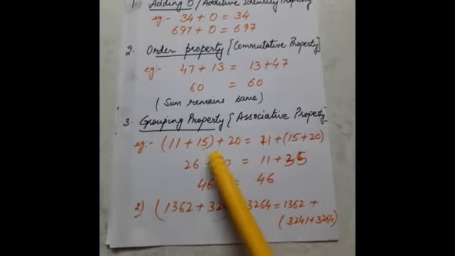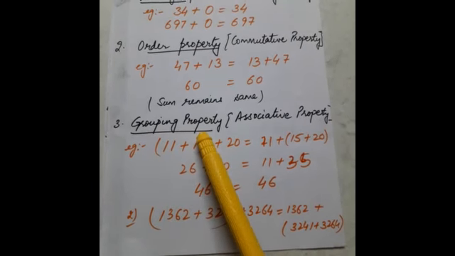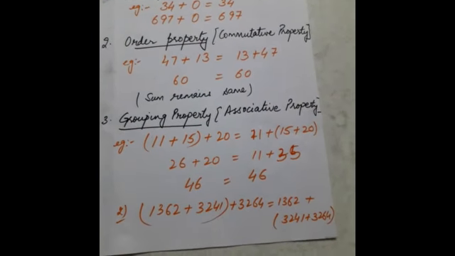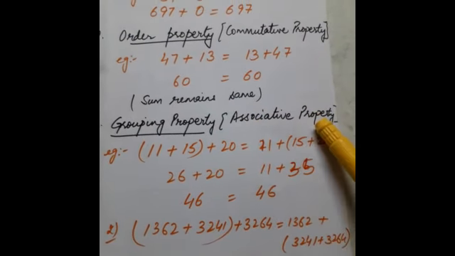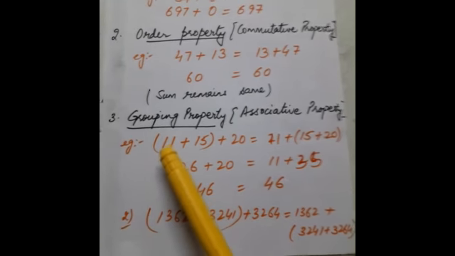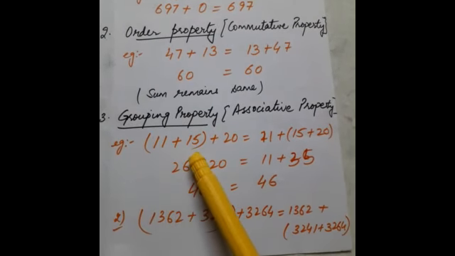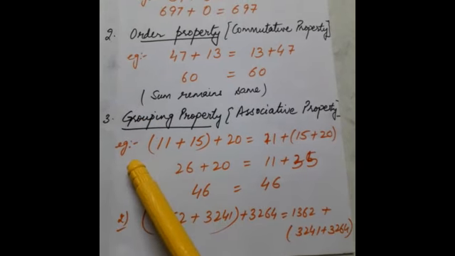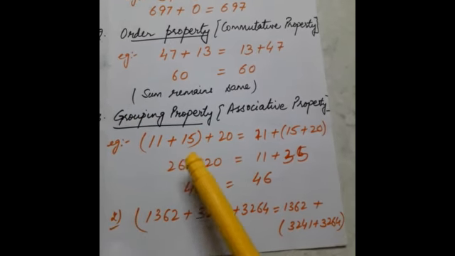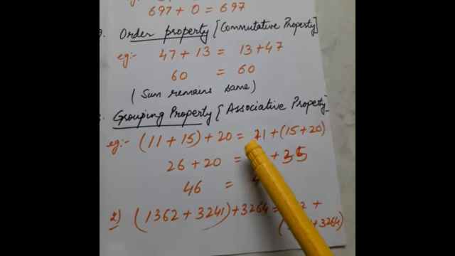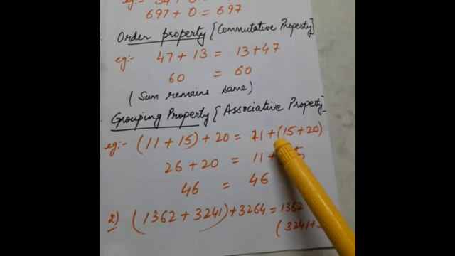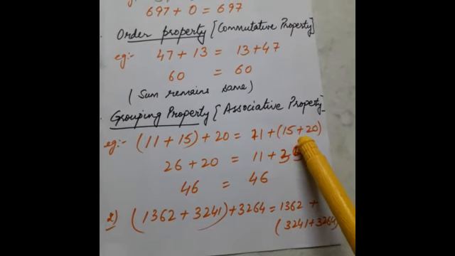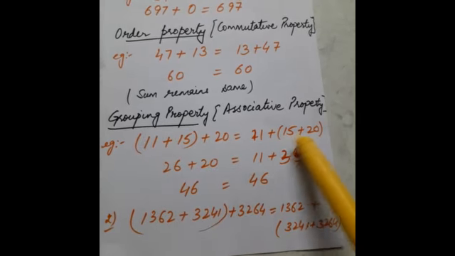Moving to the next property, that is called grouping property, or its other name, associative property. Now, what does this mean? 11 plus 15, put it in a bracket. We have made a group of these two numbers, plus 20, is equal to 11 plus the group of 15 and 20. Here we have grouped 11 and 15. Here we have grouped 15 and 20.